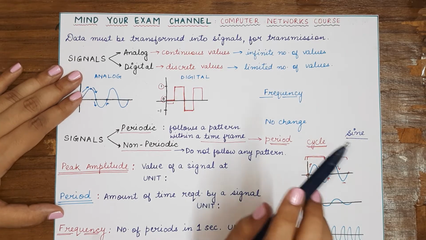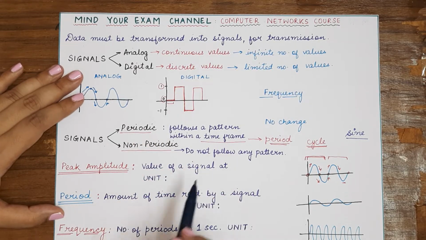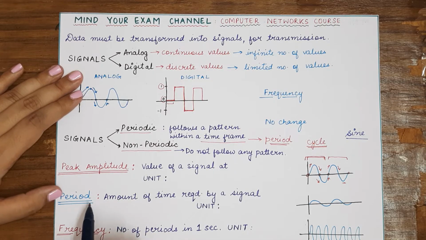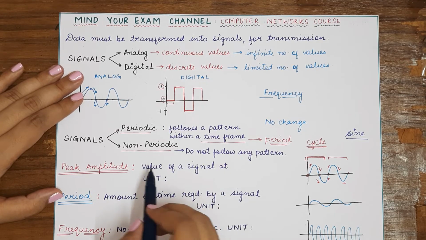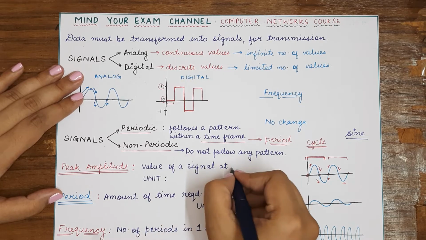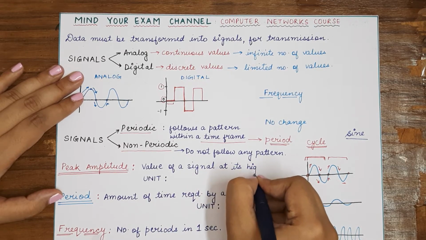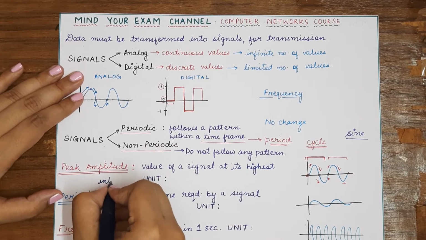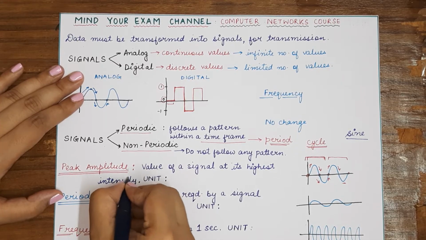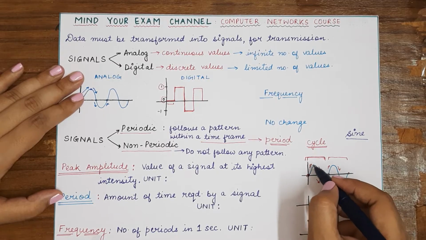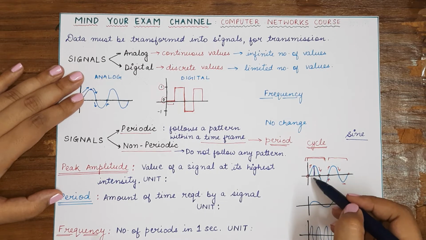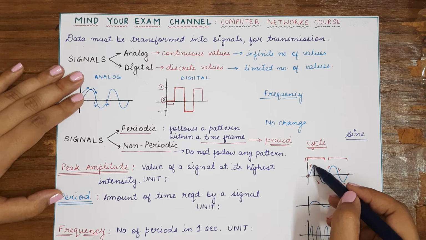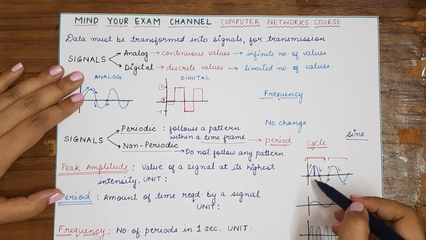Now a sine wave, which is an analog periodic signal, has three important properties: the peak amplitude, the period, and the frequency. So let us first understand what the peak amplitude of a sine wave is. The peak amplitude of any analog sine wave means the value of the signal at its highest intensity. As we have seen, a periodic signal will reach a point where it gains the maximum value, then it will reduce, then again it will go to the maximum value. This particular value present when the signal reaches its highest intensity is known as the peak amplitude.